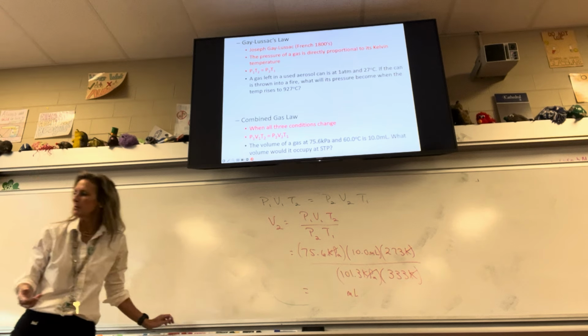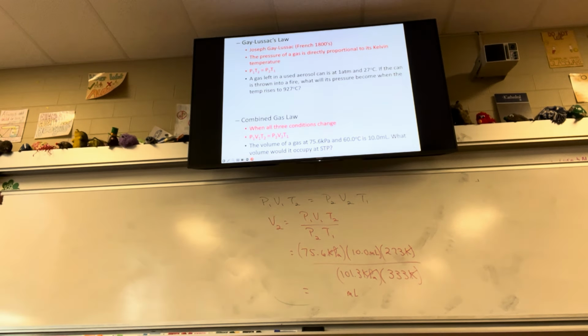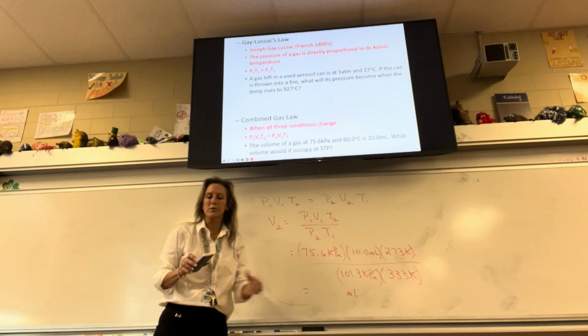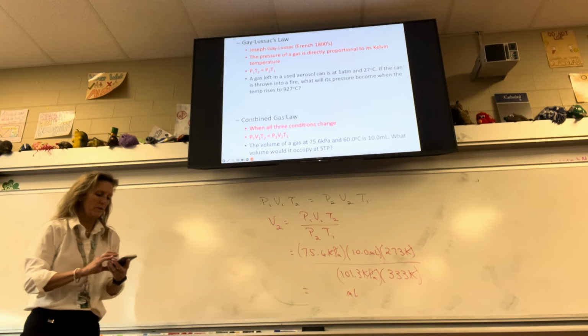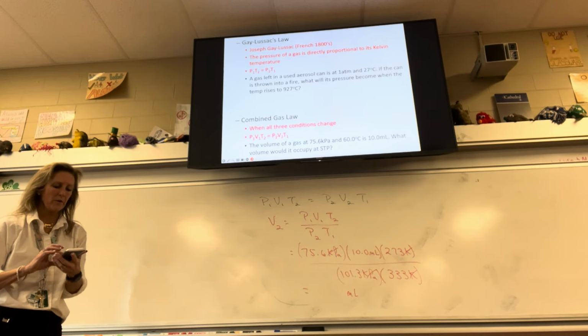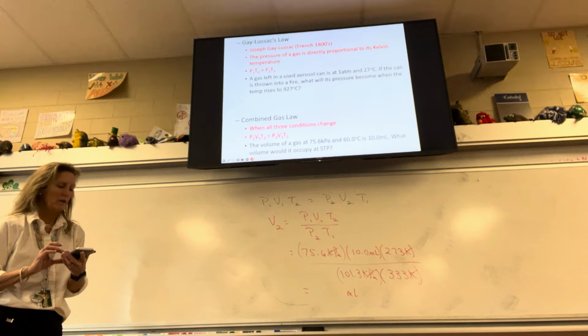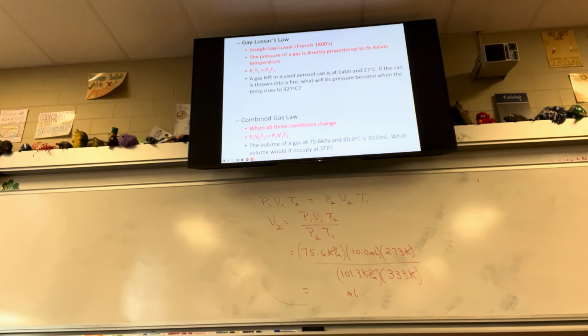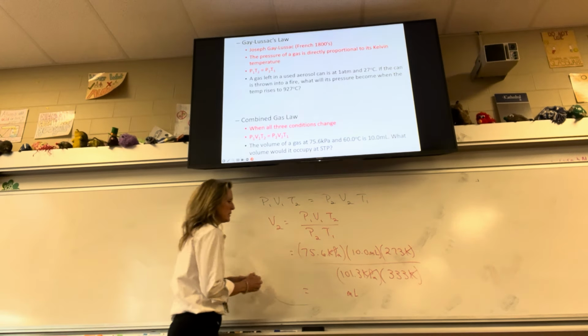And then we just plug everything in. So the numerators all get multiplied. Here we have 2 denominators, so make sure you divide by both of them. So 75.6 times 10 times 273. And then we're dividing by 101.3 and divide again by 333, and that gives us 6.12 milliliters.